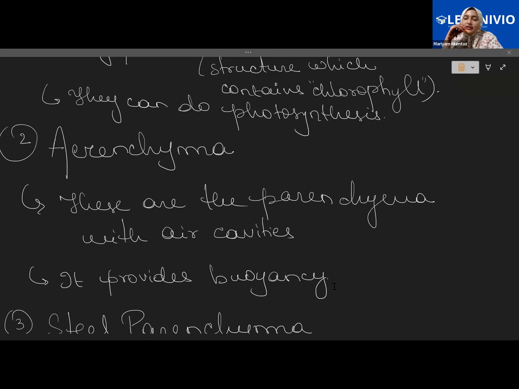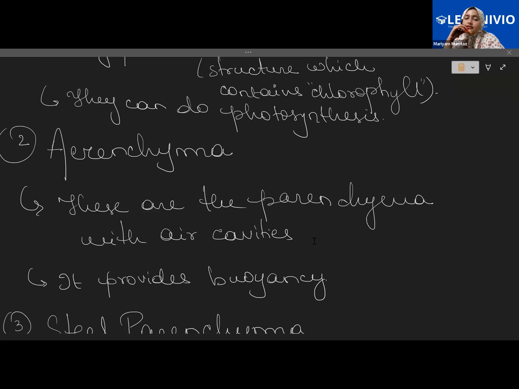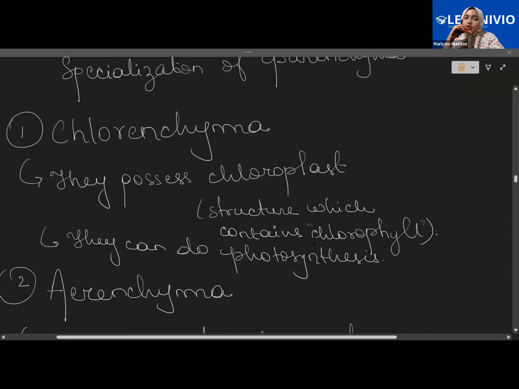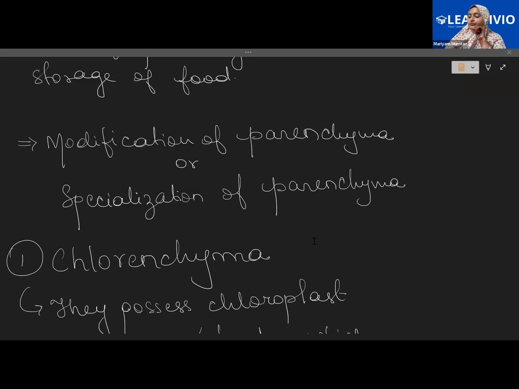Is anyone asking any question? I can't hear you, Tejas. Ma'am, after parenchyma is collenchyma, no? Collenchyma is a different kind of simple permanent tissue. Right now, we're not discussing that. I am talking about the specialization of parenchyma, meaning how parenchyma has been modified. Pay attention in the class. I'll discuss collenchyma, but right now we're not discussing that.